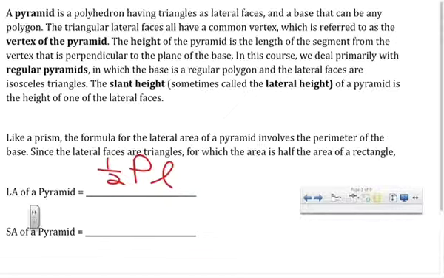And then remember what lateral area is. It's the area of all of the lateral faces. In order to find the total surface area, what do I have to add to this? One base.